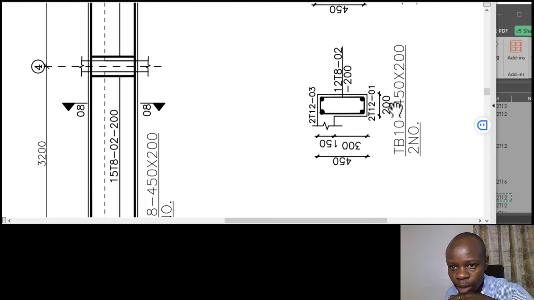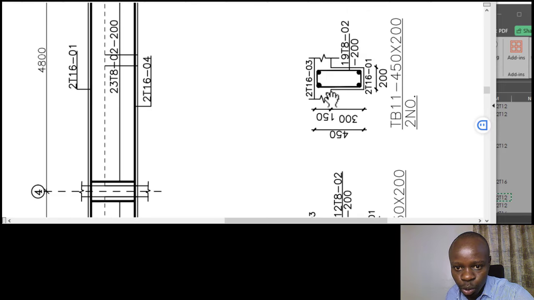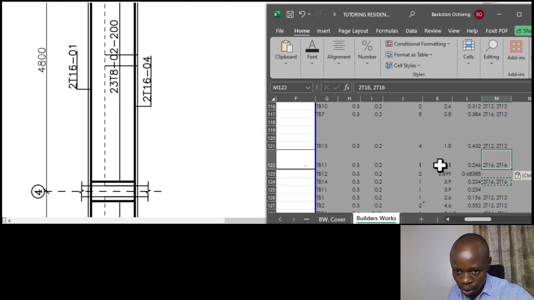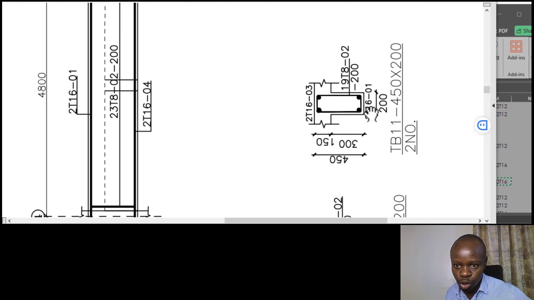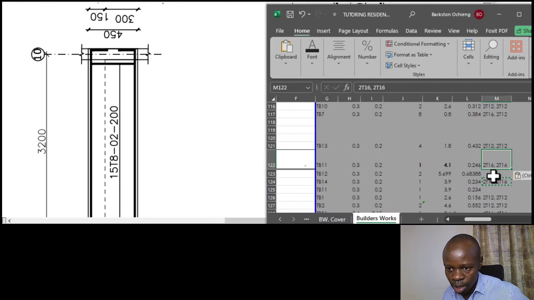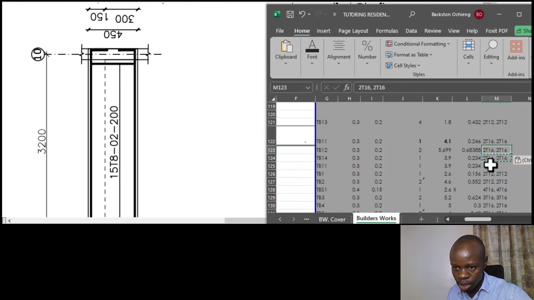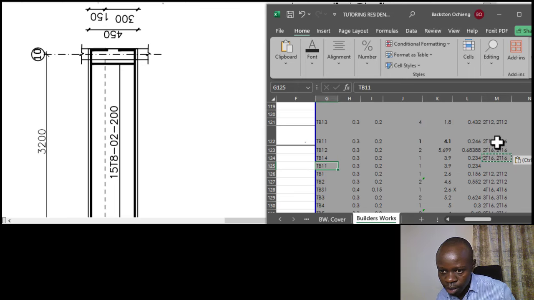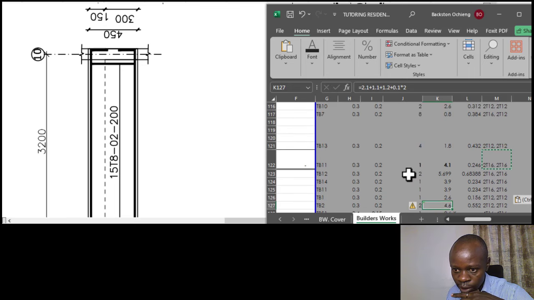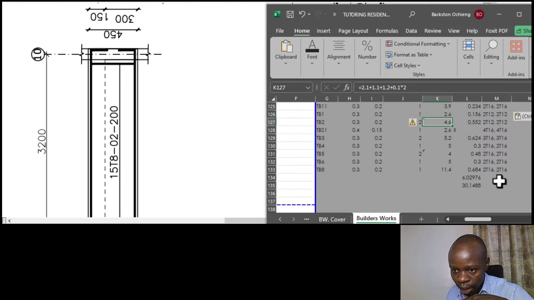Let's see TB11. TB11 is here. It's 2T16 at the top and 2T16 at the bottom. So let's see TB11. TB11 is 2T16 at the top and 2T16 at the bottom. We have TB12 yet to do, and that is T16. TB12 is here. T16. We have done 11. Apparently we have 2 TB11s. Okay, so we'll just copy that and paste it here. You can see we have 2 TB11s, and that is the end of it.